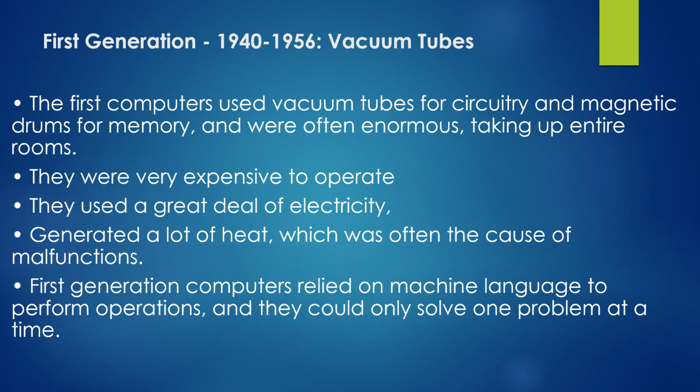The first generation of computers, spanning between 1940 and 1956, used vacuum tubes for their circuitry and magnetic drums for memory, and were often enormous, taking up entire rooms. They were very expensive to operate. They used a great deal of electricity and generated a lot of heat, which was often the cause of malfunction. First generation computers relied on machine language to perform their operations, and they could only solve one problem at a time.